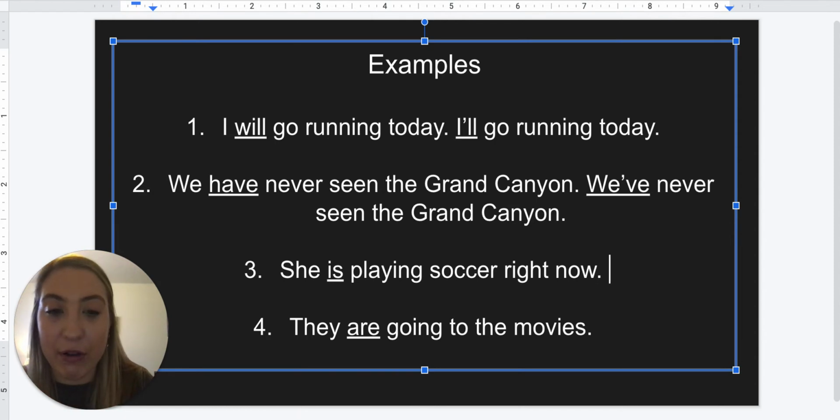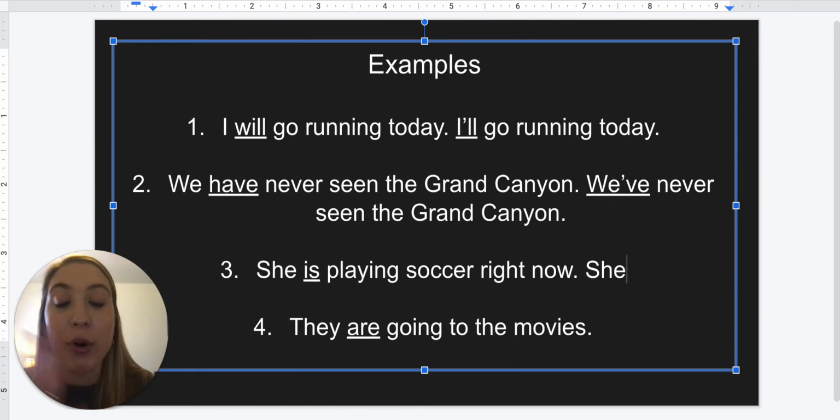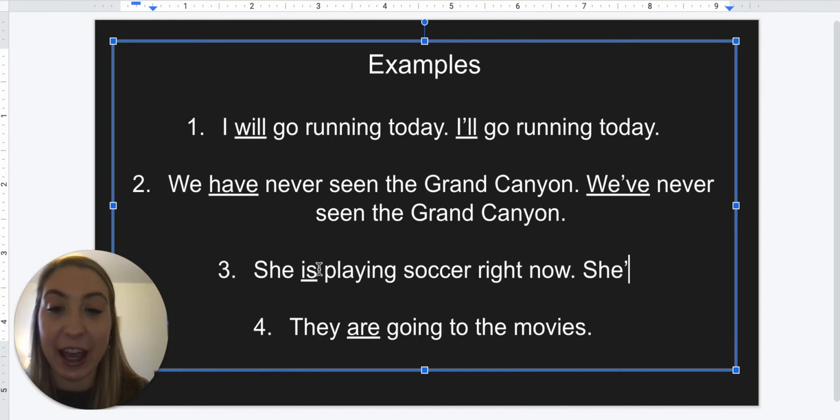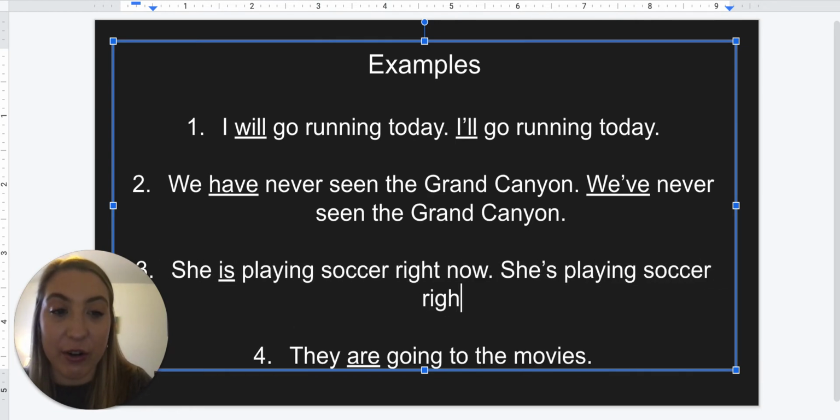And our next one is, she is playing soccer right now. So we have our pronoun she, and it's at the beginning of the sentence, so I'm capitalizing. She, pronoun stays the same. For is and are, only the first letter disappears. So for she is, the I changes to an apostrophe, and the S stays at the ending. So she's playing soccer right now.